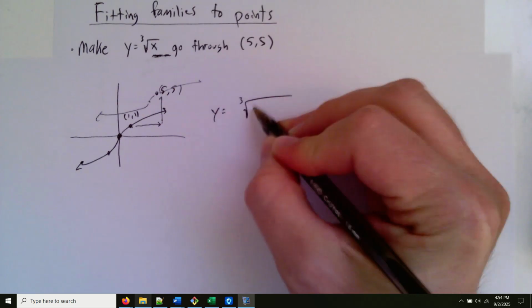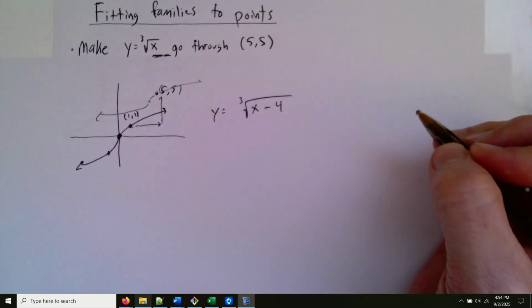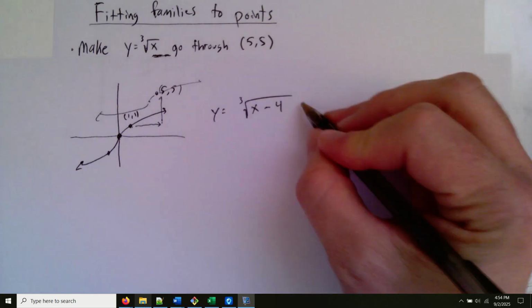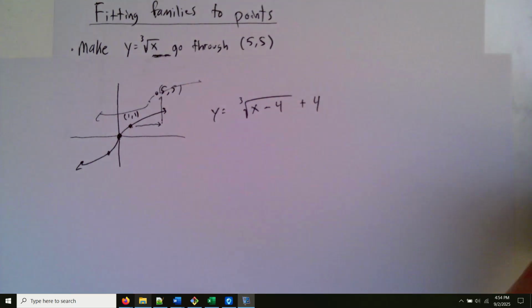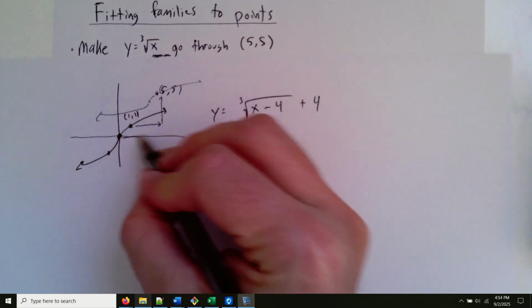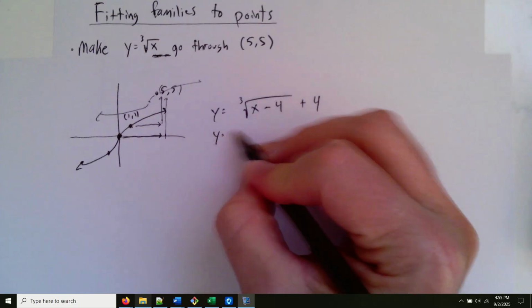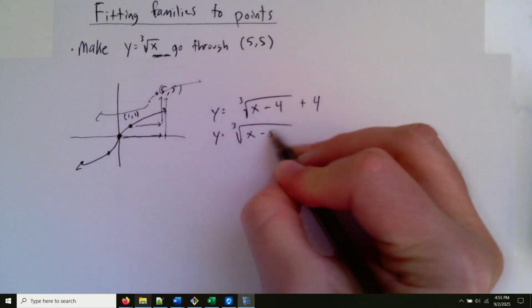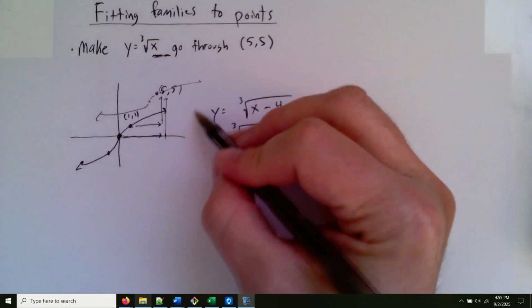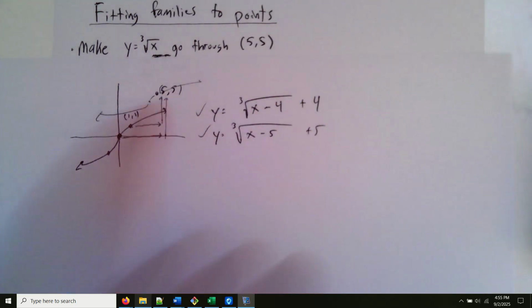What would that look like? So if I'm going to shift it right by 4, then I'll subtract 4 on the inside, because it's a horizontal transformation. Then I'll add 4 on the outside. So that equation works. Or I could choose this point at the origin and shift it right by 5, and then up by 5. In that case, we would have cube root of x minus 5, plus 5. So both of these equations actually take a cube root and put it through that particular point.